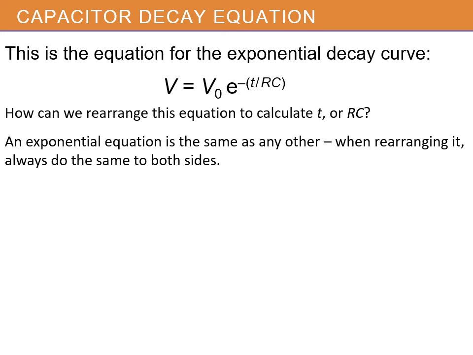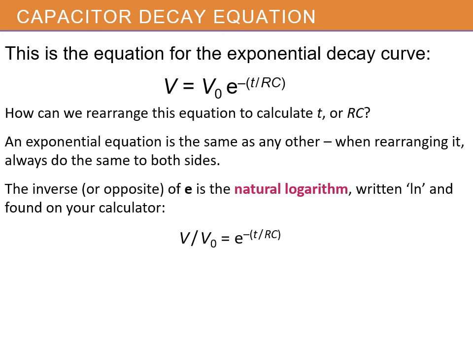An exponential equation is the same as any other. When rearranging it, always do the same to both sides. The inverse or opposite of e is the natural logarithm, written ln and found on your calculator. So you rearrange it: V divided by V naught equals e to the power minus t over RC. You take the natural log on both sides. If you have not done this derivation in maths, it might be a little problem for you, but I just want to repeat it.